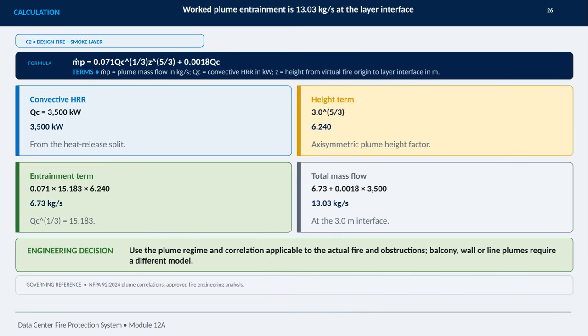The engineering decision is to use the plume regime and correlation that match the actual fire and its obstructions. If the configuration involves a balcony, wall, or line plume, this model is not appropriate, and a different correlation is required, consistent with NFPA 92/2024 and the approved fire engineering analysis.